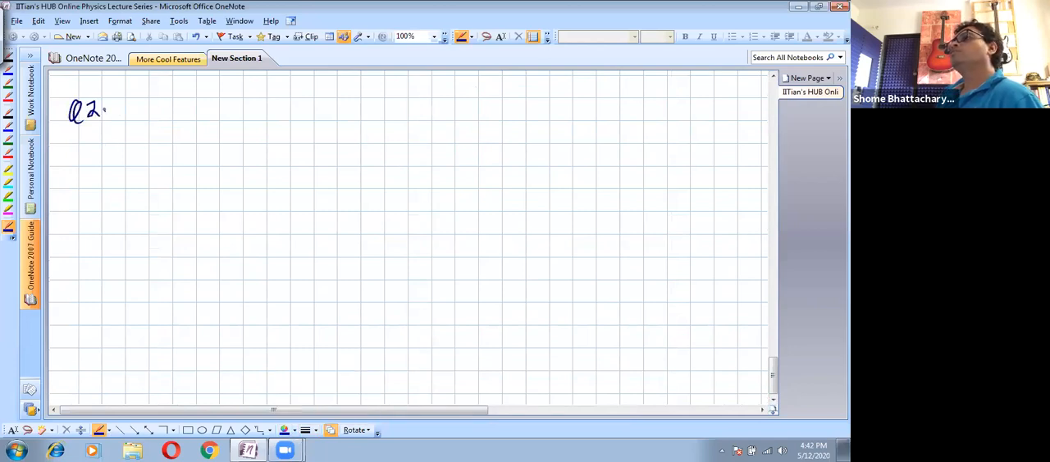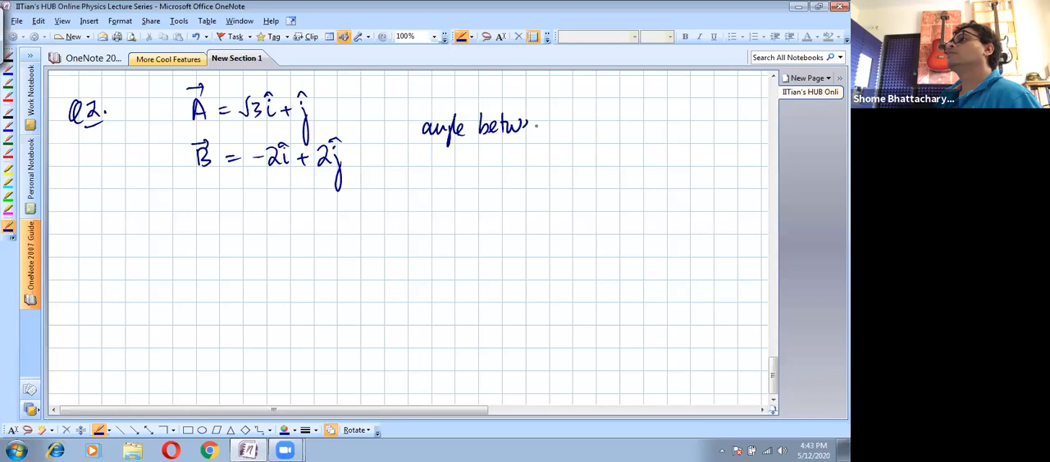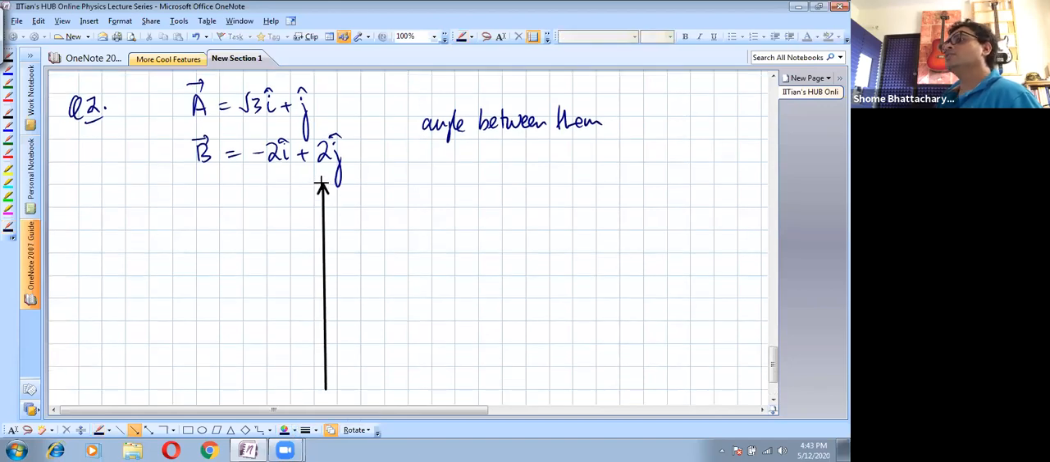So question 2, we are given the vector E, which was √3 i cap plus j cap, and we were given the vector B, which was minus 2 i cap plus 2 j cap, and we wanted to find the angle between them. So what I will do is, with respect to a standard coordinate frame, I will draw both these vectors first. And this time, because I'm comparing the two vectors, I will draw them from a common origin.